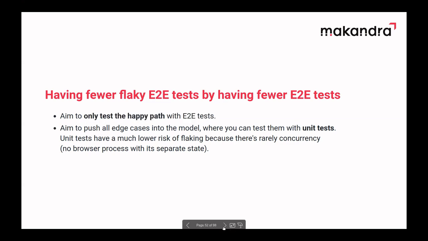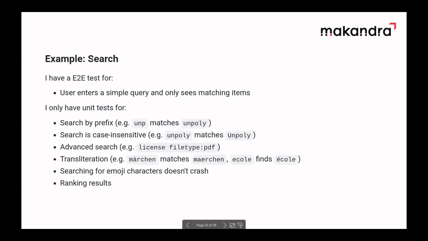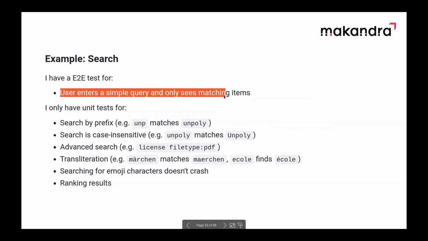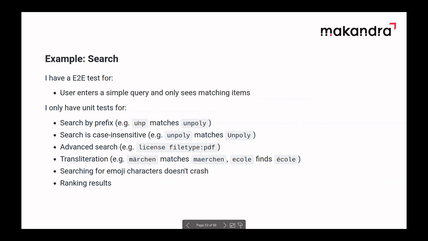So for instance, if I have a search, where you enter a query and then you see the results, then I probably only have a single end-to-end test where the user enters a simple query and only sees matching items. But of course, there is so much more to test on that. For instance, what if the user searches by a prefix? Can I also find a word?